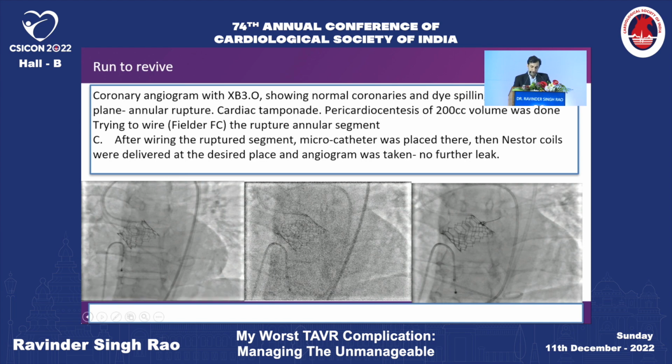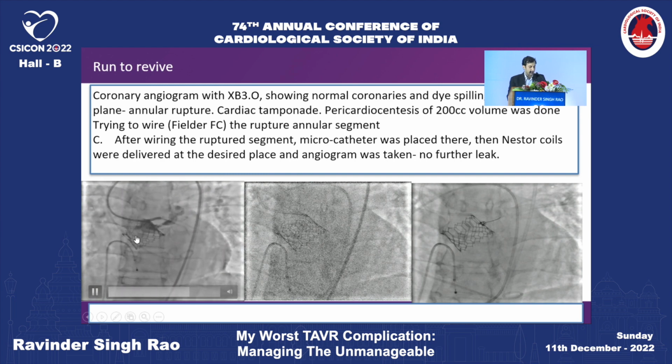So we also took a guiding catheter to make sure there's nothing happening to the coronary left main, but you can see a 6 French guiding catheter and a large rent in the annulus and pericardial effusion and a large annulus rupture. What do we do at this point?